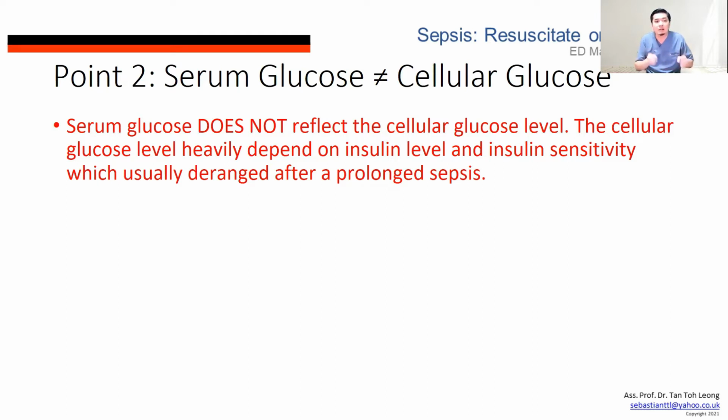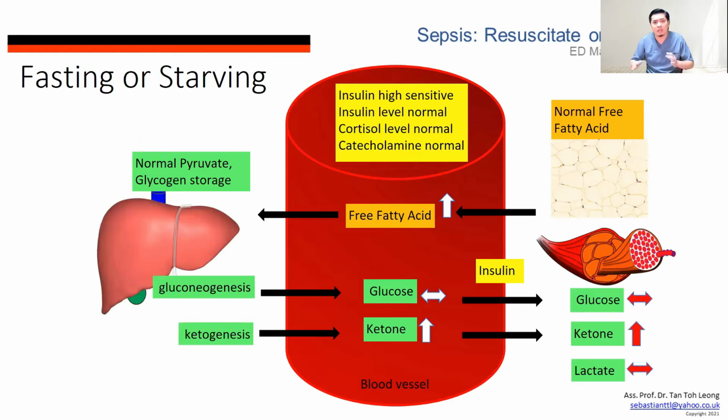Why? Because the cellular level of glucose is heavily dependent on insulin level and insulin sensitivity, which usually become deranged after prolonged sepsis. Usually, patients will have exhaustion of insulin, and later on, in late sepsis, the insulin is insensitive. Let me show you a diagram to understand this.